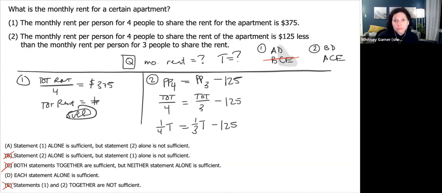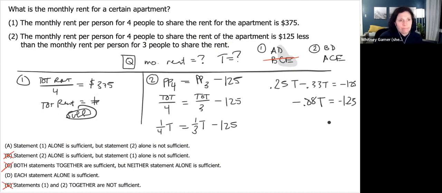I could solve this. I would be able to get 0.25 minus 0.33 approximately. 0.25 T minus 0.33 T. Got the T again. 0.25 T minus 0.33 T equals negative 125. This is, like, minus 0.08 T equals negative 125. I could put that in my calculator and I'm going to get a value for T.